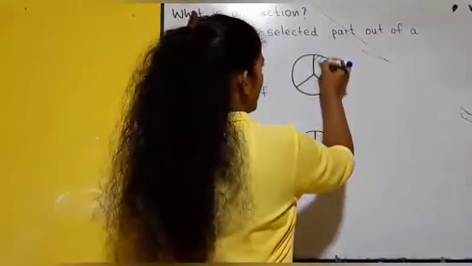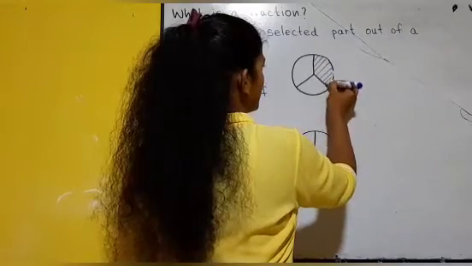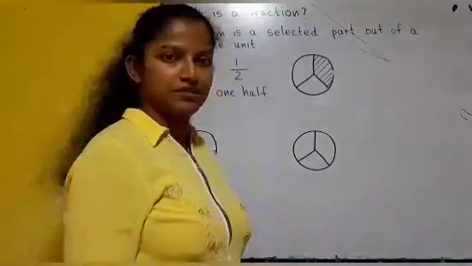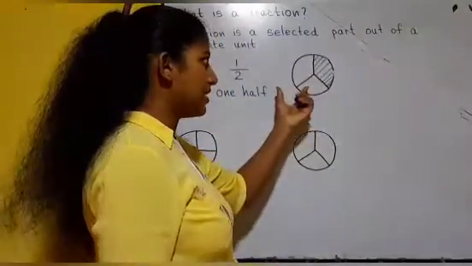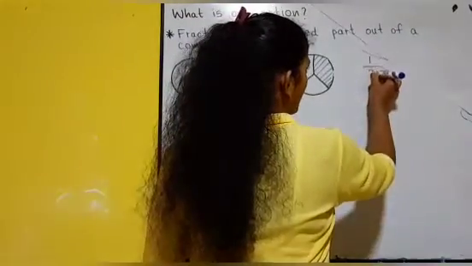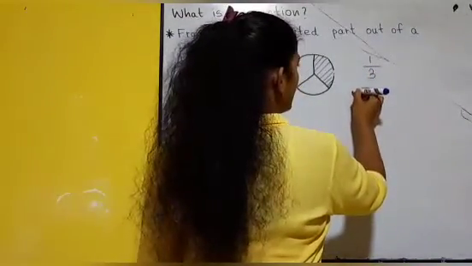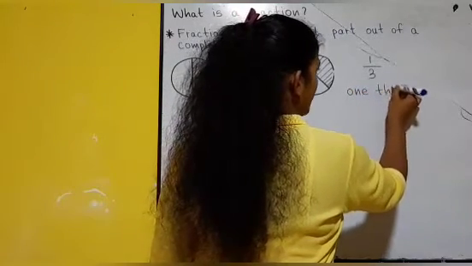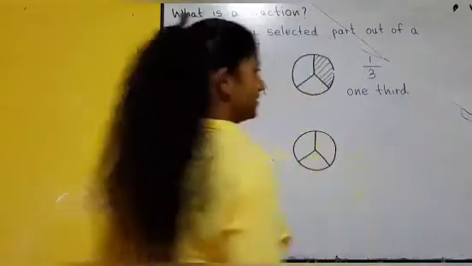In the second figure, the second circle, I have divided it into 3 equal parts. Now I am shading one part like this. How can the fraction be represented here? There are 3 parts. One part is shaded. So the fraction is 1 over 3. This can be read as 1/3.